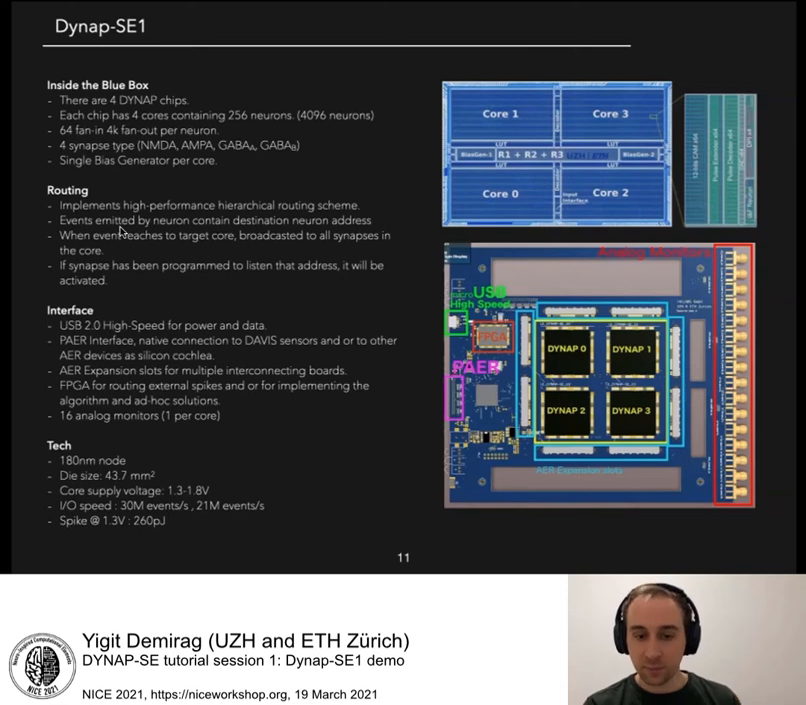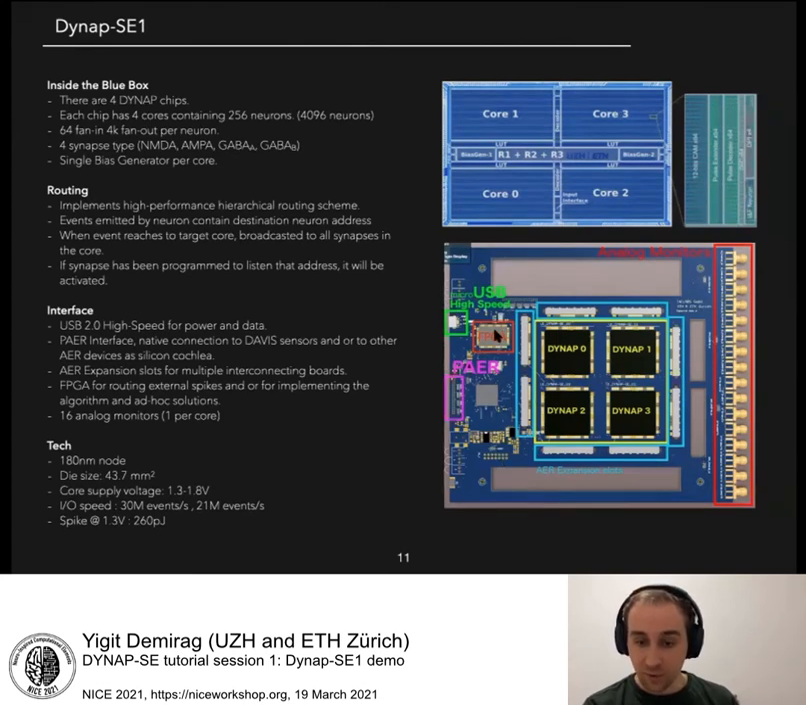Events emitted by a single neuron contain the destination address of the target neuron. When the event reaches the target core, it is broadcast to all synapses in the core. If a synapse has been programmed to look at this address, it will be activated. We are using USB 2 for communicating with the DYNAP-se from the computer.